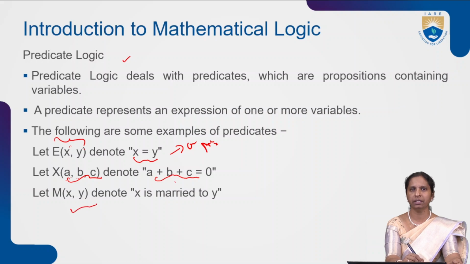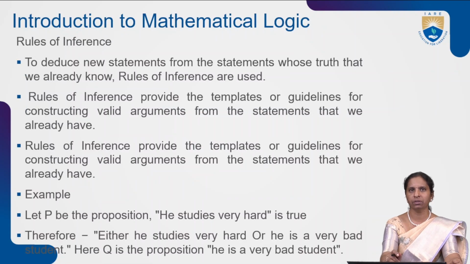And what is one more predicate here? M of x, y. So where x, y, how are they related? X is married to y. Therefore, these are examples of predicate statements. And coming to the rules of inference.